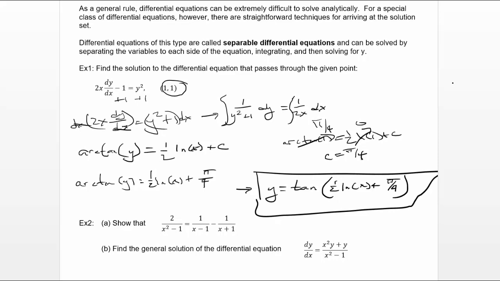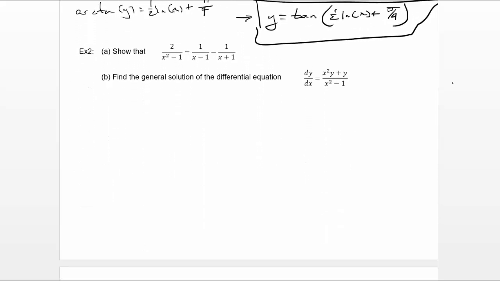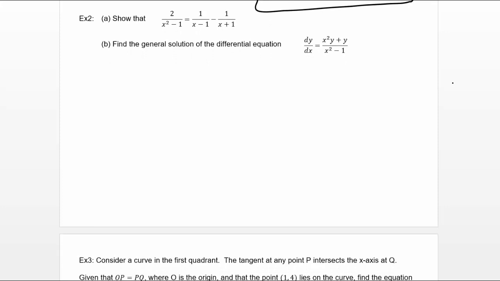Let's now look at a second example. This example is 2 parts. First part, we're going to show this identity, and then somehow we're going to use this identity to try to solve this differential equation. Part A is pretty straightforward. How can I show this relation?